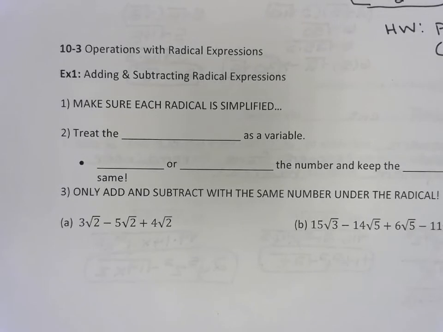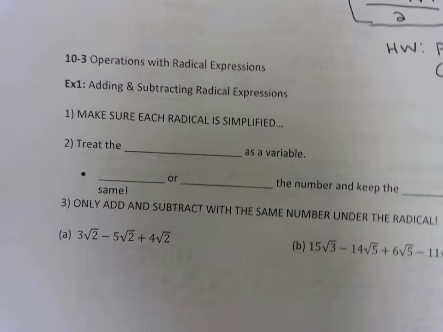We're going to add them, subtract them, and multiply them. We talked about dividing them a little bit on Monday, but we're basically going to look at adding, subtracting, and multiplying. It's the same sort of idea. You've done this stuff before. You just have to keep track of the radical and remember how to simplify it.